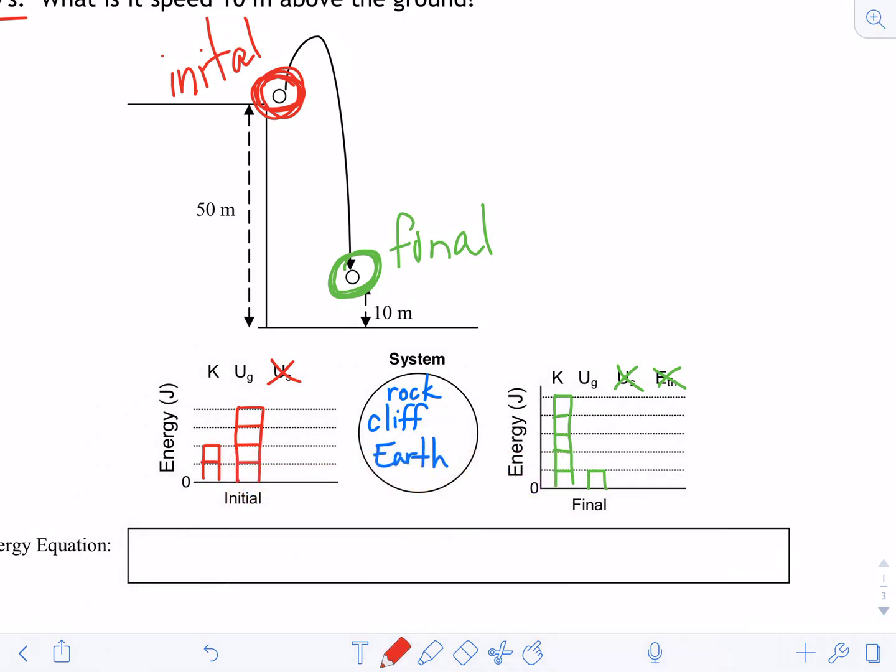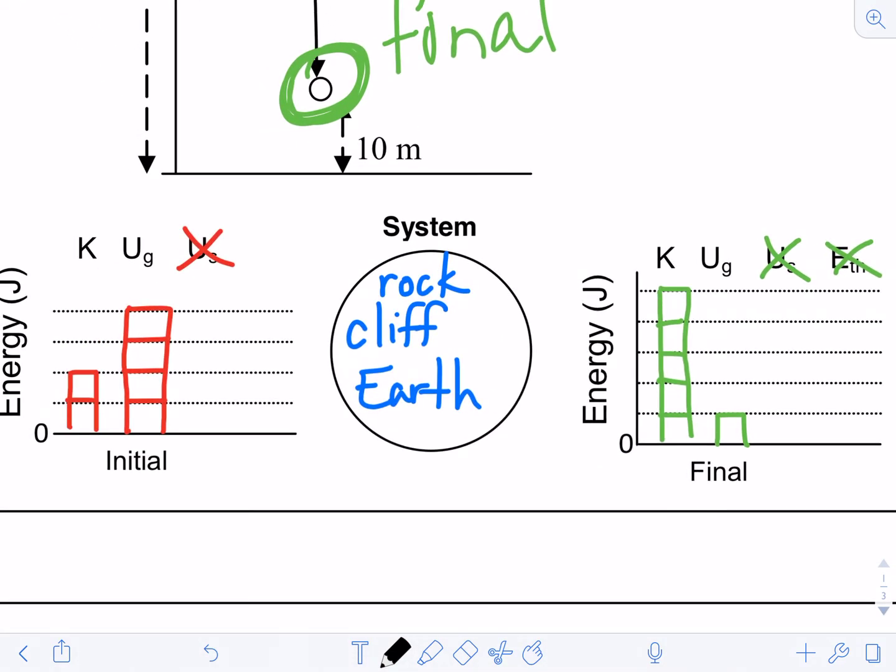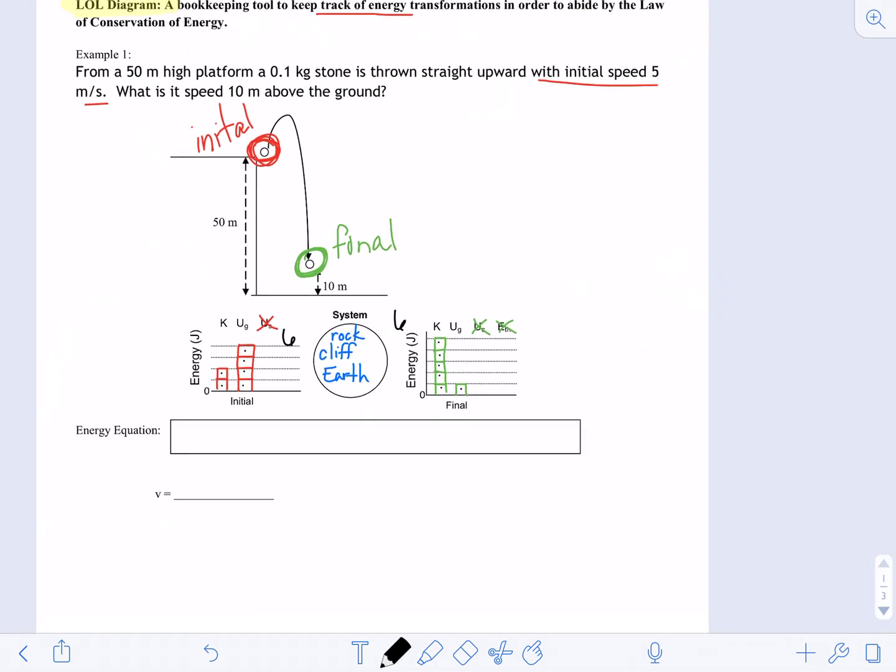So this LOL diagram, I'm making sure that I have all of my energy accounted for. Again, I don't really care how many boxes you have, but to show that energy is conserved, we need to have the same number of boxes. We have 6 boxes worth of energy on this side, and 6 boxes worth of energy on this side. So fantastic. We are showing that energy is conserved.